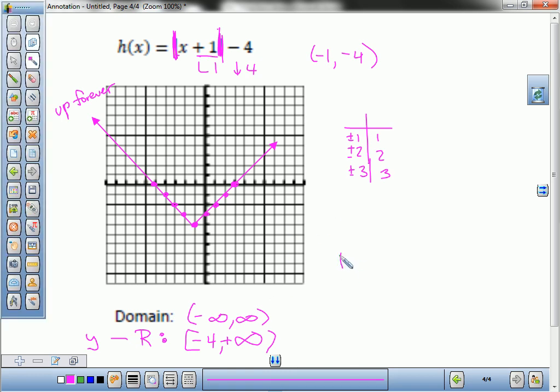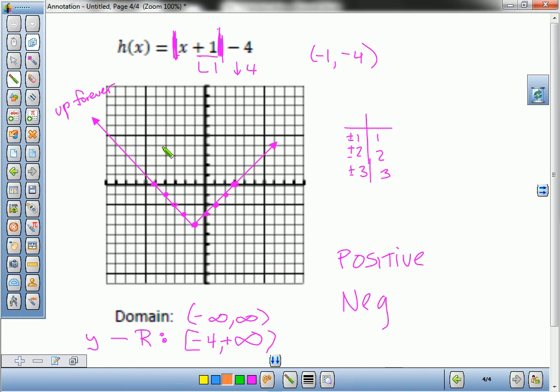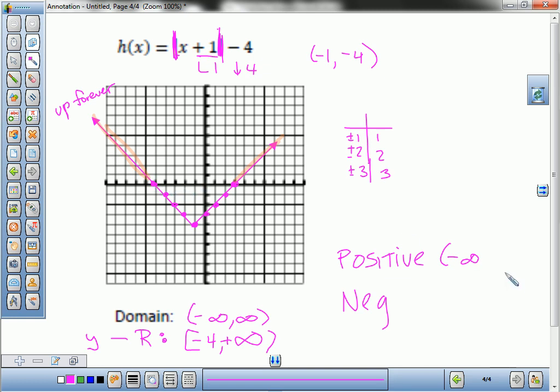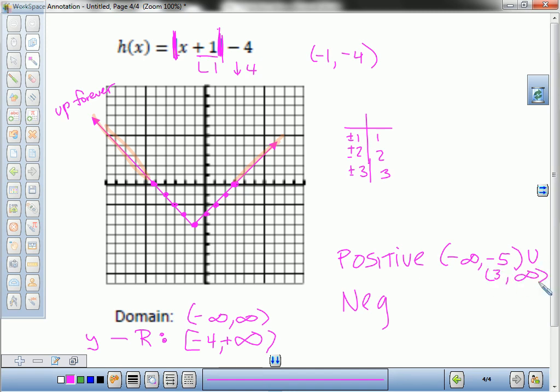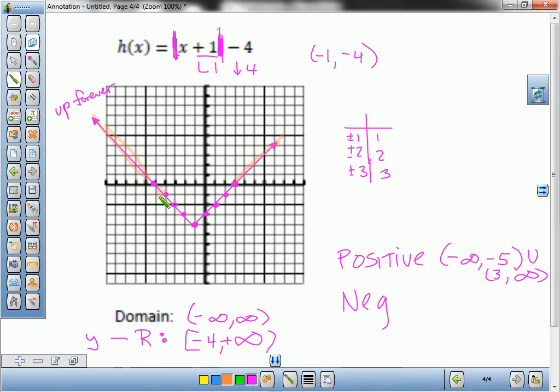Okay, I want to do positive and negative on this one. Okay, so positive is up here. Up here. So positive is from negative infinity to what is this x value? 1, 2, 3, 4, -5. Then again, from positive 3 to infinity. Okay, and do you see that it is negative down here?